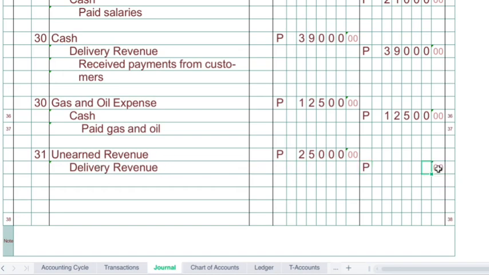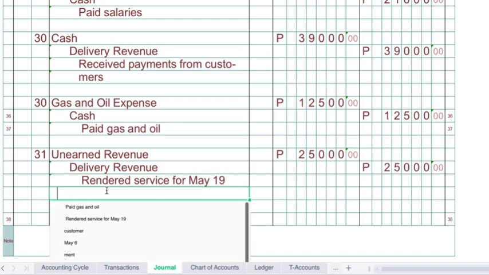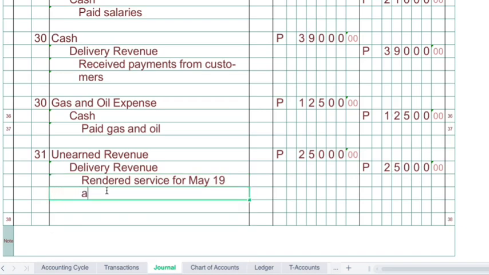So, where did we get 25,000? So, yan yung advance payment ni customer nung May 19. Okay. So, description, we rendered service for May 19 advance payment by customer.